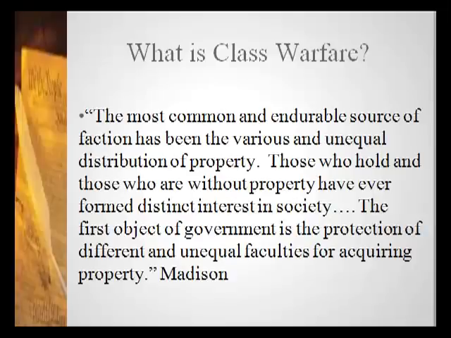this quote that you see in front of you is a James Madison quote. The most comparable and endurable source of faction has been the various and unequal distribution of property. Those who hold and those who are without property have ever formed distinct interest in society. The first object of government is the protection of different and unequal faculties for acquiring property.